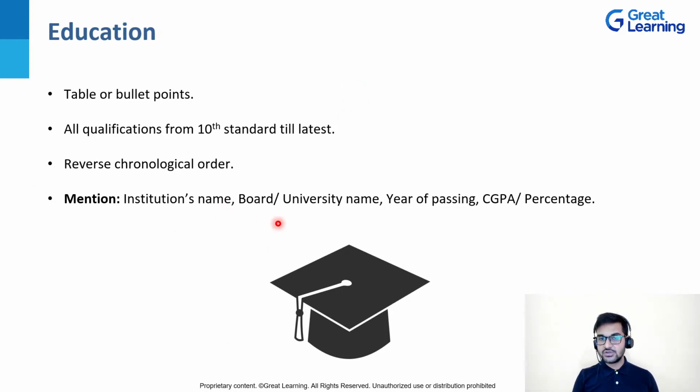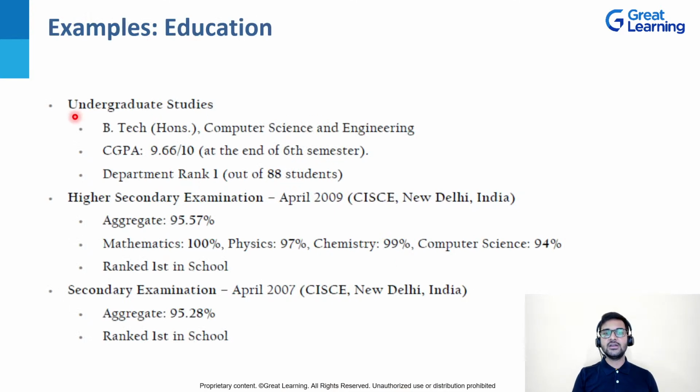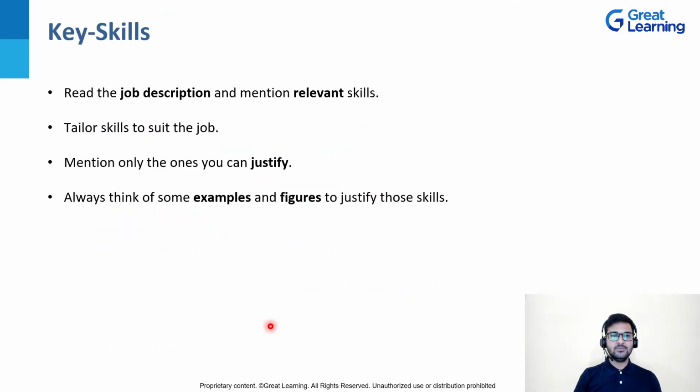You can mention your institute's name, board or university name, year of passing and CGPA, as you can see over here. So if you go here, you can see undergraduate studies, BTech, computer science, CGPA is this. At the end of 6th semester, department rank is this. If you do not have a department rank like this, you can skip it. This person has the department rank 1, that's why he has mentioned it. Similarly, secondary examination, April this, so he has written clearly which examination, which board, aggregate percentage, and if there is any first rank, second rank, or if you are in top 5 or top 10, you can mention that as well. So that's very clear.